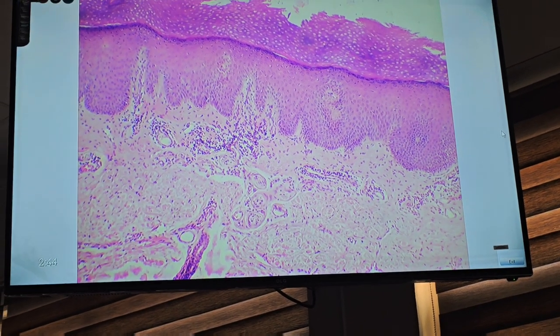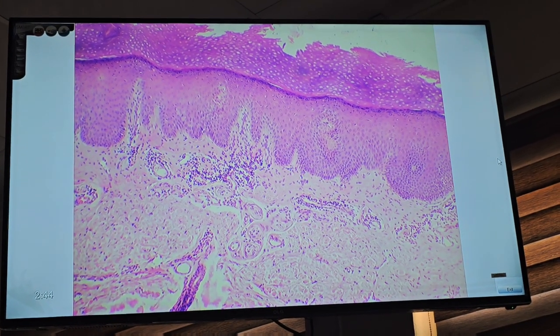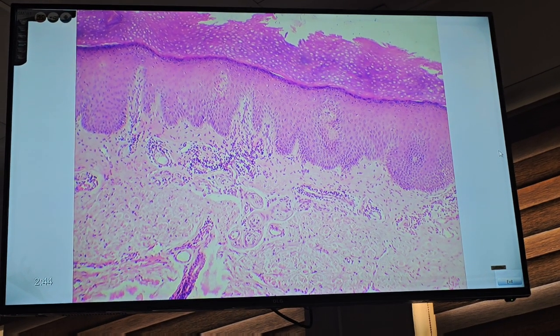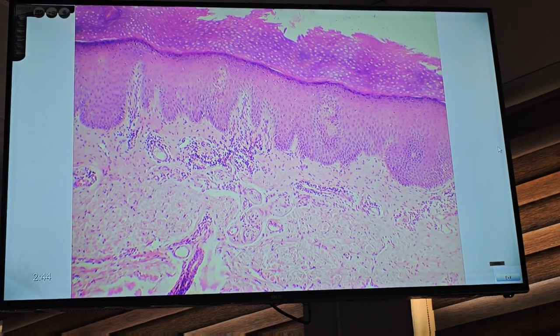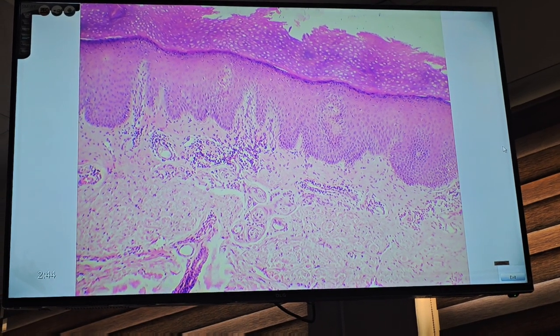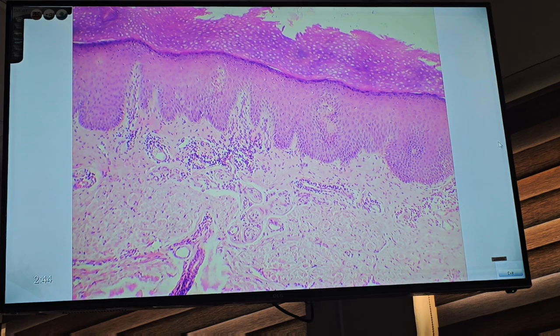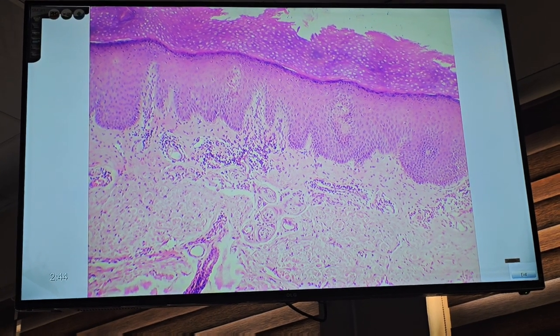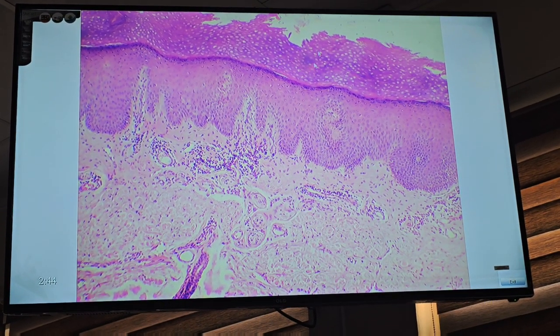On the first part of the gastrointestinal tract. First slide is a section in thick skin from palm or sole. The skin is composed of two layers.